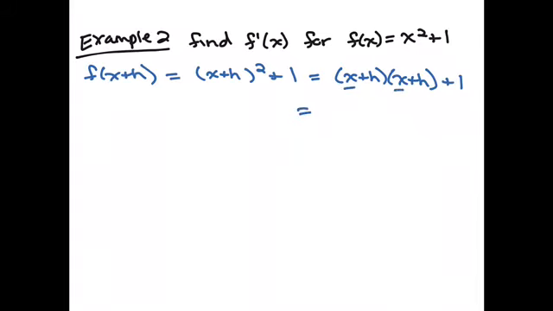for the first, I get x squared. For the outer, I get x times h. And for the inner, I get another x times h. So that's 2 xh's. And for the last, I get an h squared. And then we still have this plus 1 here.